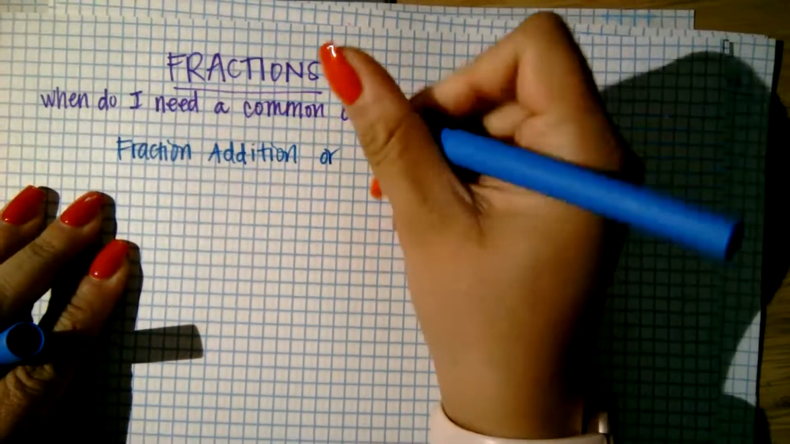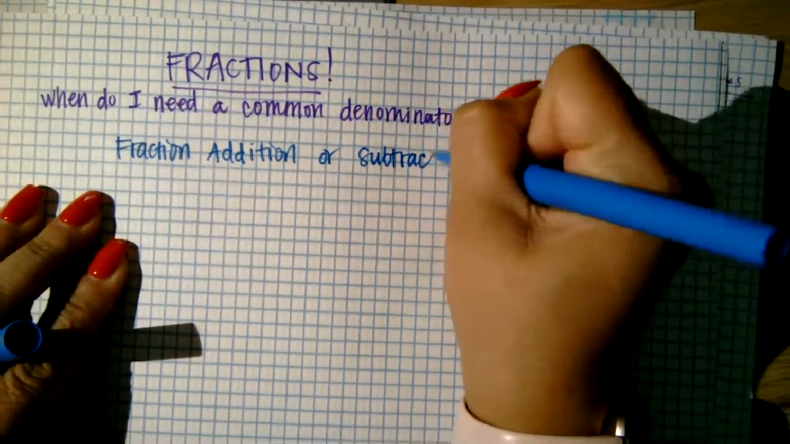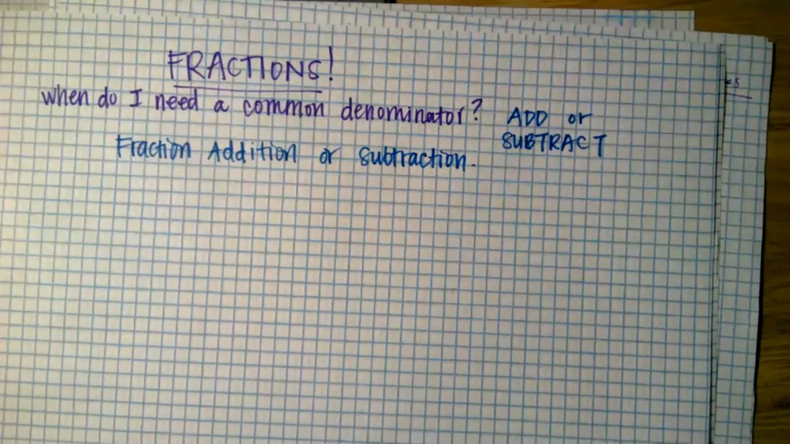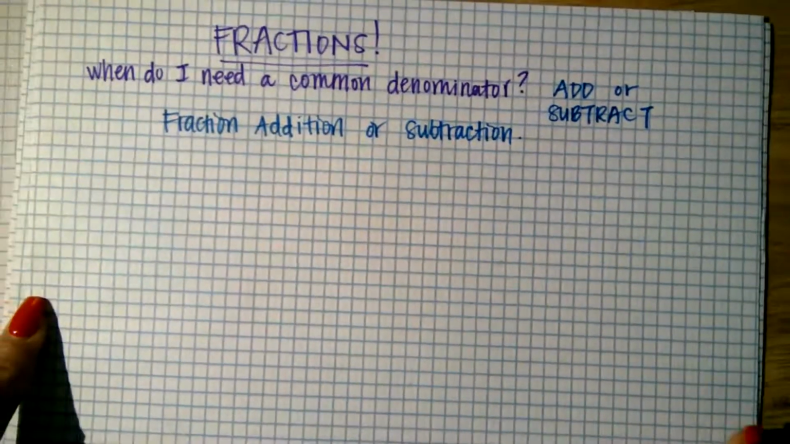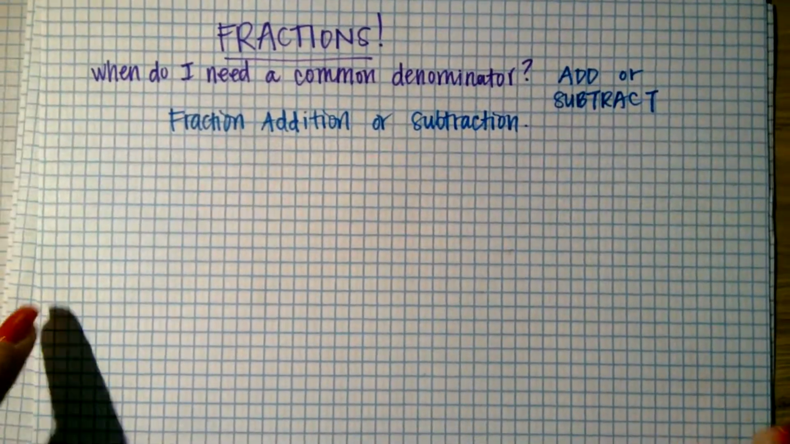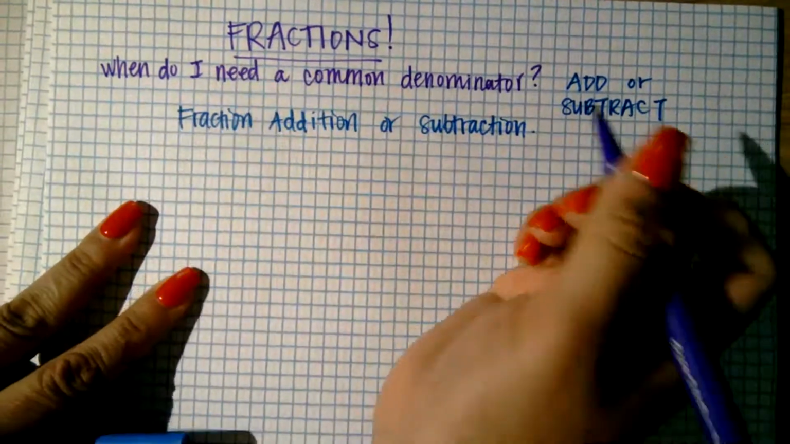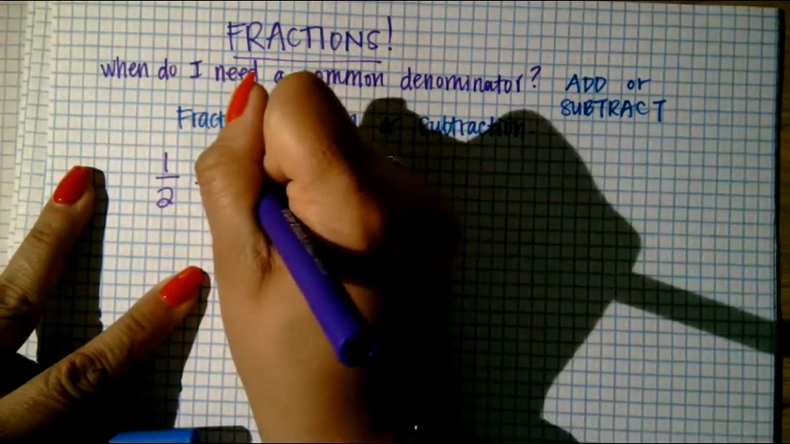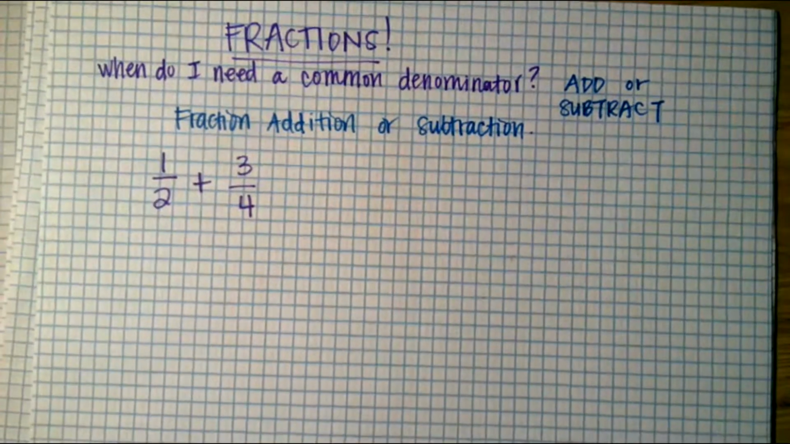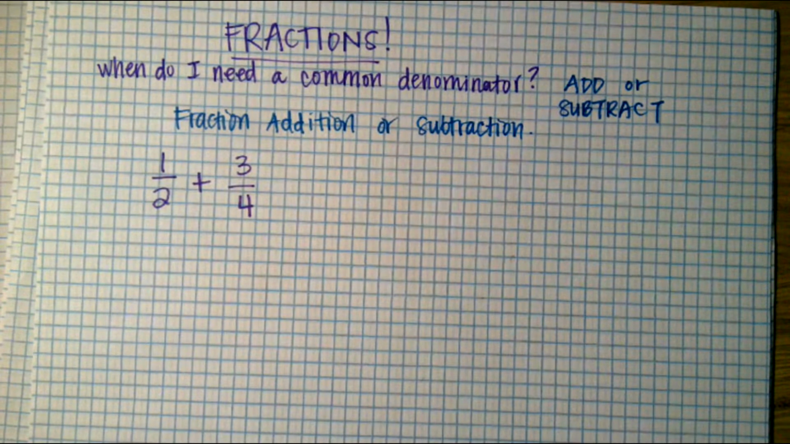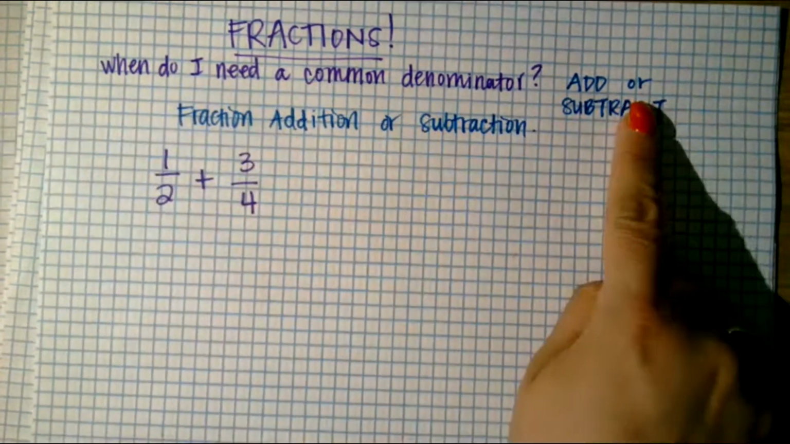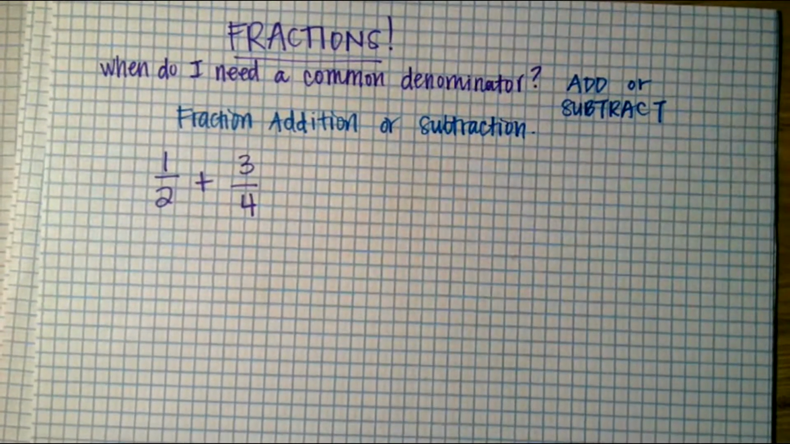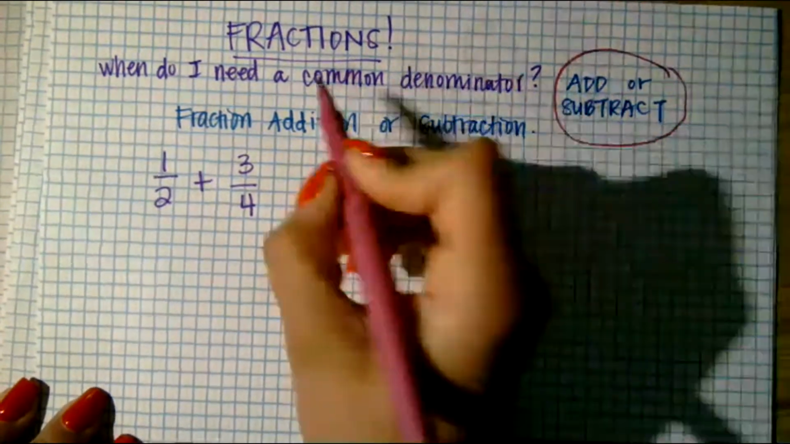Fraction addition or subtraction. So I'm going to start off with a quick little example. Let's see if I can move this over. There we go. Cool. So I'm going to start with a very simple one. I'm going to say 1/2 plus 3/4. This is not 4/6. Again, I repeat, this is not 4/6. So I'm doing addition. Do I need a common denominator? Yes, only for these. Remember, addition and subtraction, I will need a common denominator.